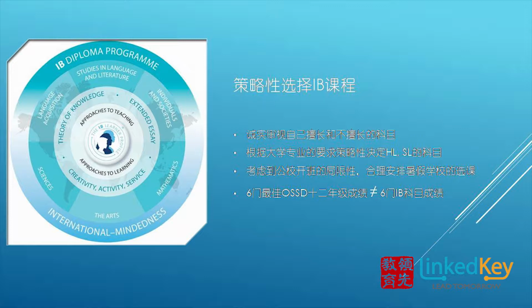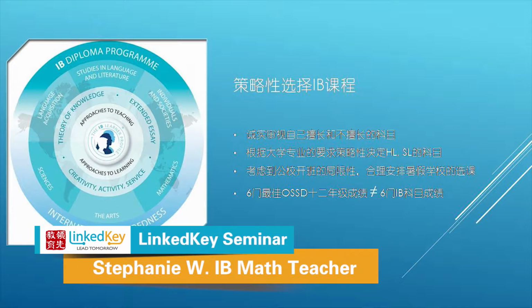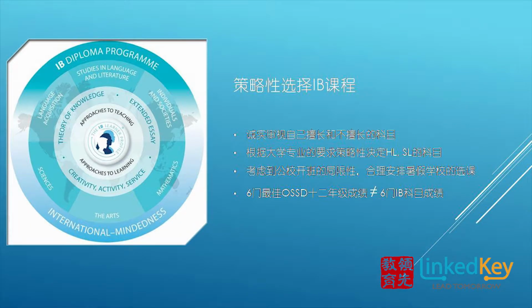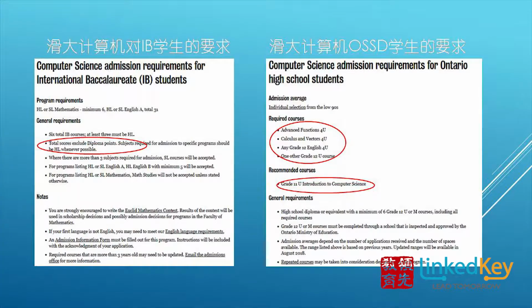Note that the best 6 OSSD grade 12 marks doesn't really mean the 6 IB disciplinary marks from IB. For example, you are earning 2 math credits from SL Math and 3 credits from HL Math. So if you're applying for university and you took HL Math, then you've already completed 3 credits out of the 6, right? So they're not really equivalent. 1 HL is equivalent to 3 Ontario credits, and 1 SL course is counted as 2 Ontario credits. So they're not exactly equivalent. That's what I'm trying to say here.